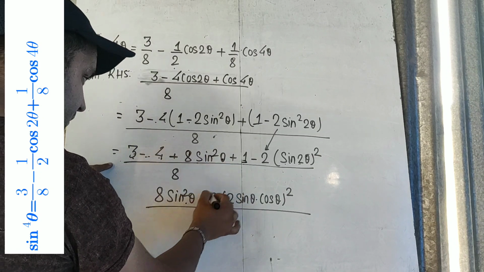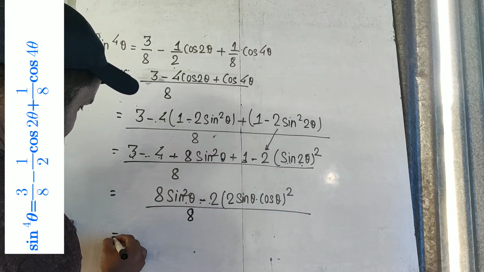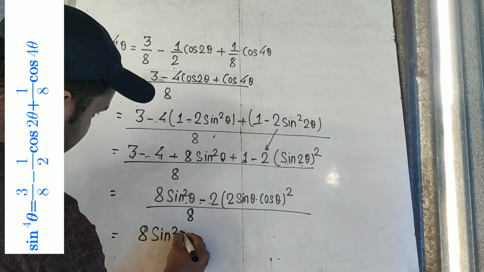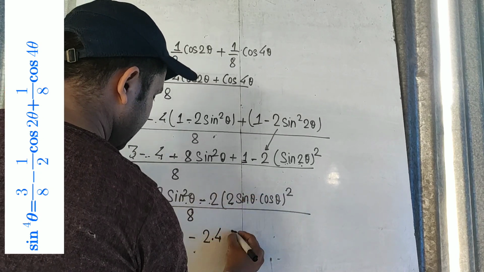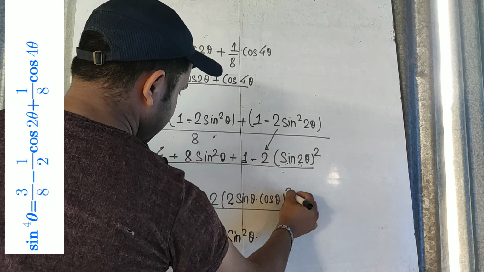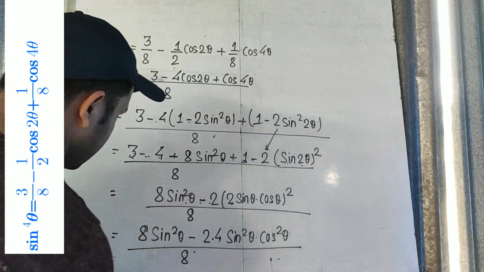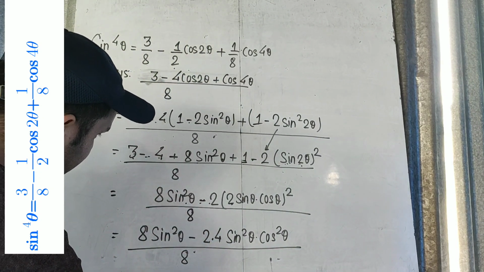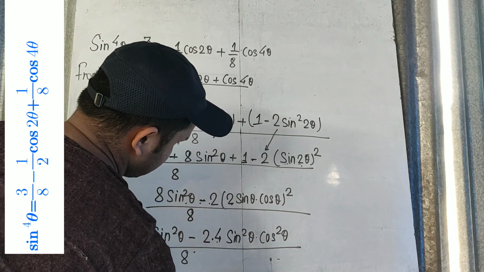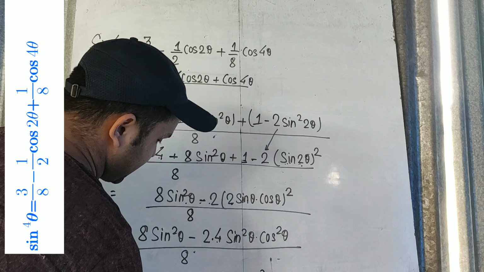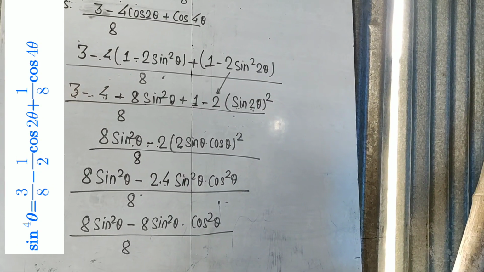8 sine square theta minus 2 times sine 2 theta, which is 2 sine theta cos theta whole square, divided by 8. 2 square is 4. Sine theta square is sine square theta. Cos theta square is cos square theta, divided by 8. Now you have 8 sine square theta here. You also have 4 times 2, which is 8, sine square theta cos square theta over 8. Okay, you have this thing left here.